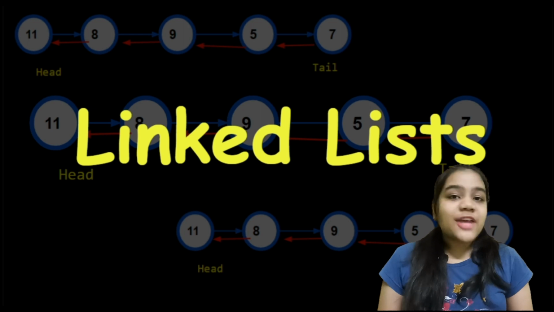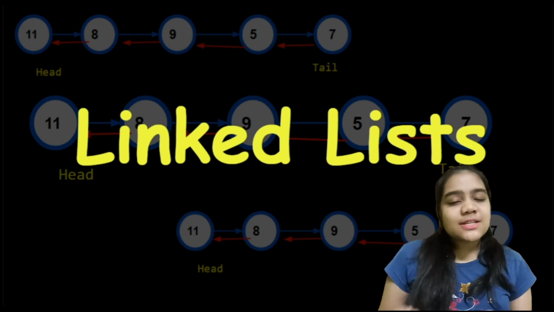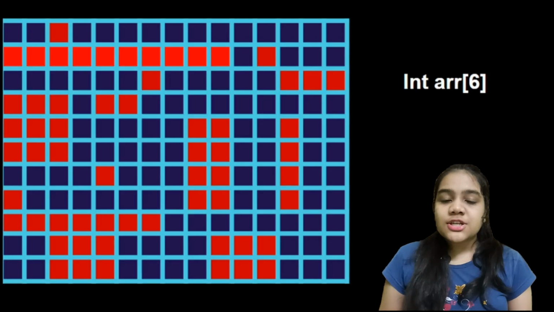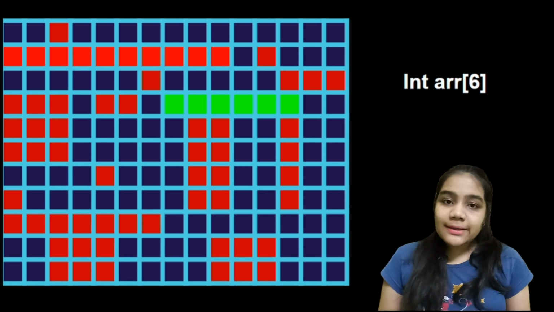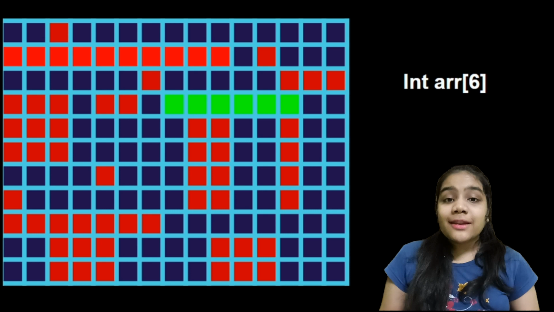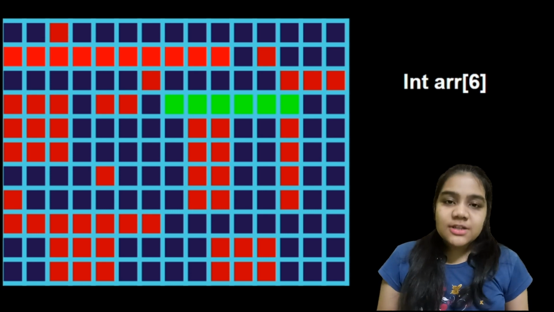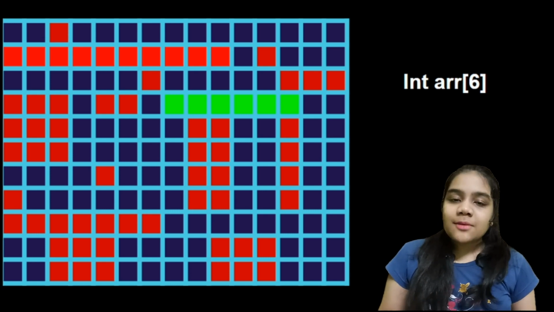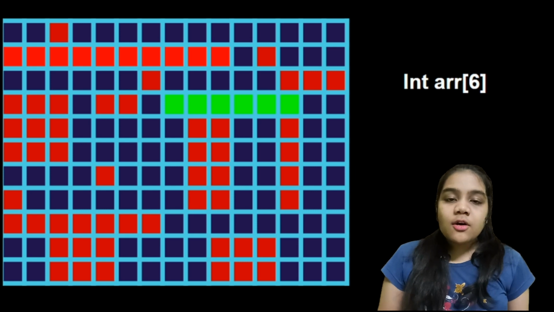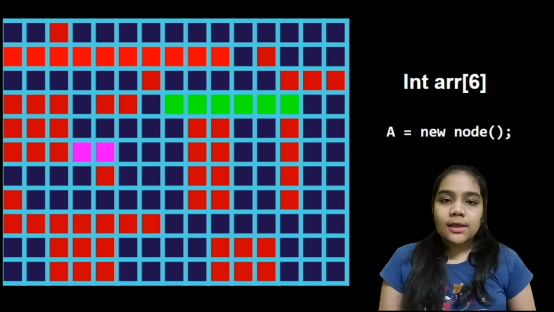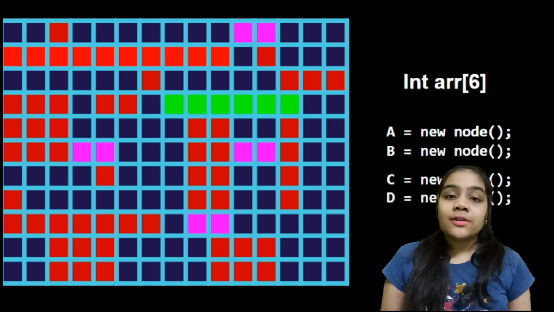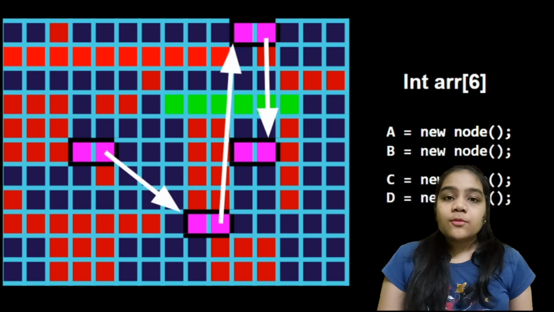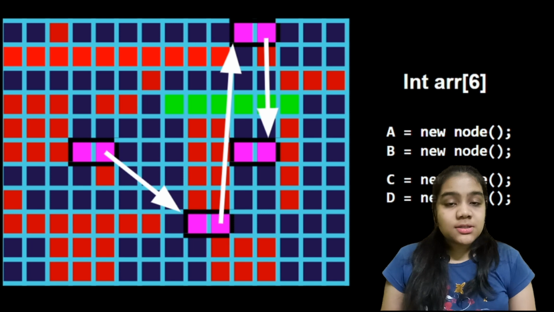For example, we have this grid. Suppose this is our memory. When we initialize an array, we get this contiguous space marked in green. But in a linked list, we take many elements and join them together. Elements are generally called nodes. For example, we have taken this node A, then B, C, and D, and then we have joined them with pointers. That's how we create a linked list.